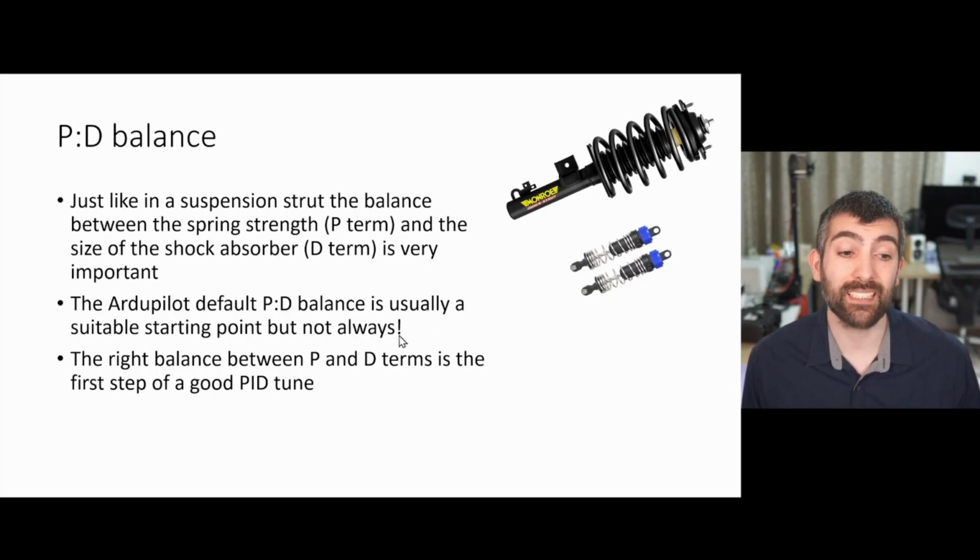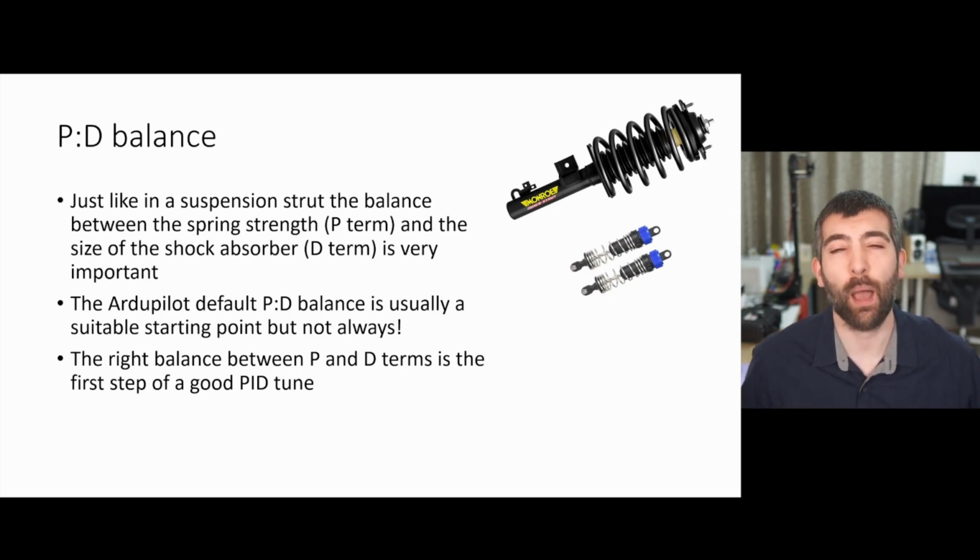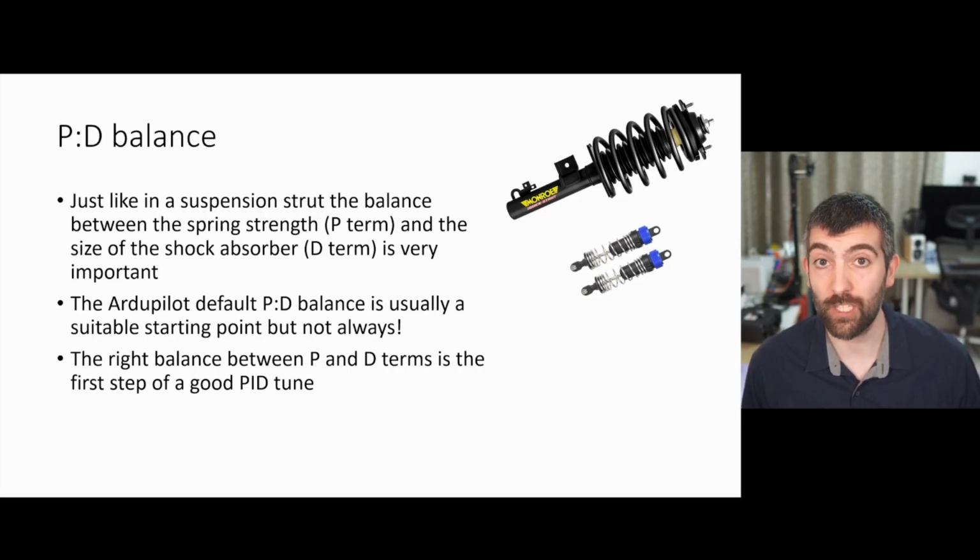The ArduPilot default PD balance is usually a suitable starting point, but can often be a bit heavy on the P term and so prone to oscillate. You're going to have to see how it stacks up for your particular drone, and we're going to be looking at how you tune that PD balance later in this guide. The right balance between the P and D terms is the first step of a really good PID tune for a PID controller. So getting that right is going to be the first thing that you're going to want to look at.